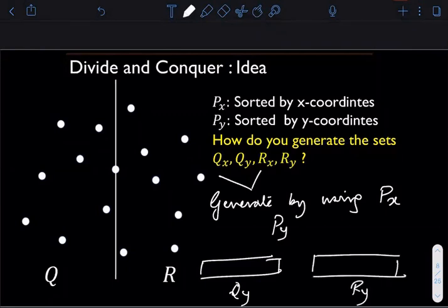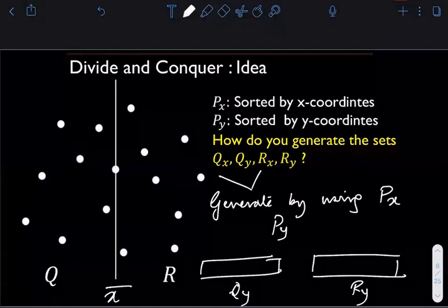Yes, I will come to that question. So the point is, I will pick a point from Py. Now the only thing I have to decide is whether I need to place it in Qy or Ry. And how do we do that? Well, I check the x coordinate of that point against this median point. Suppose I call the x coordinate of this median point x bar. So whenever I get a point in Py, I just check against x bar.